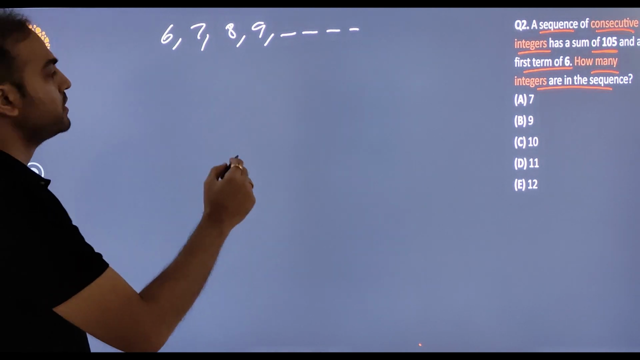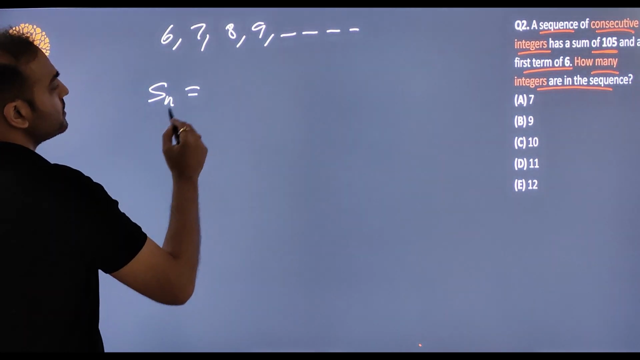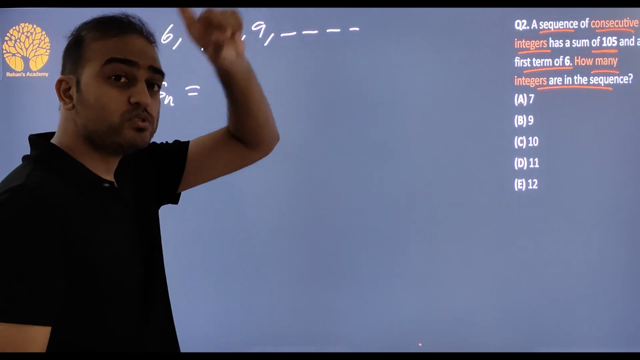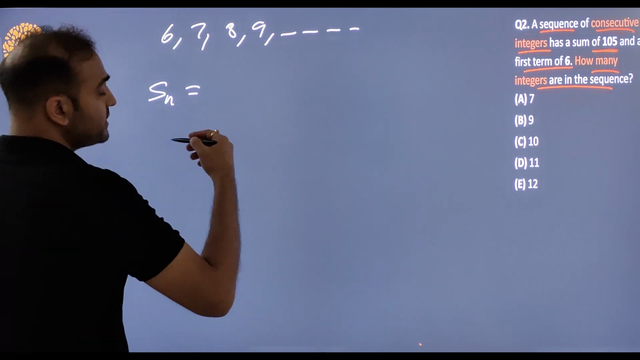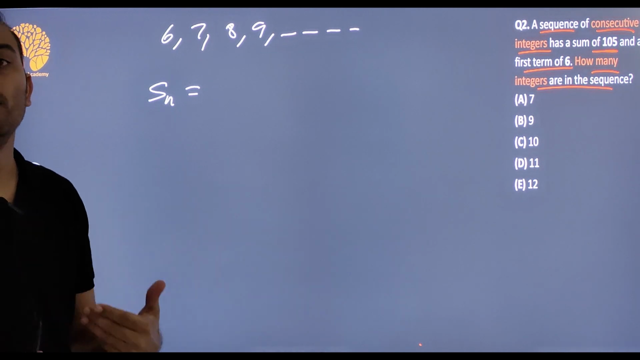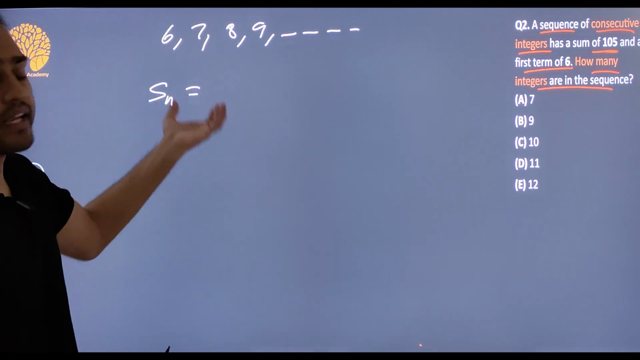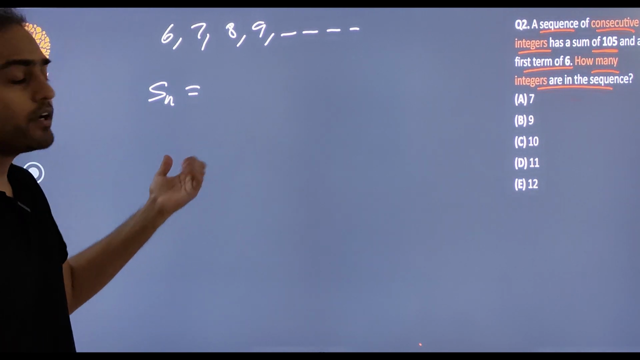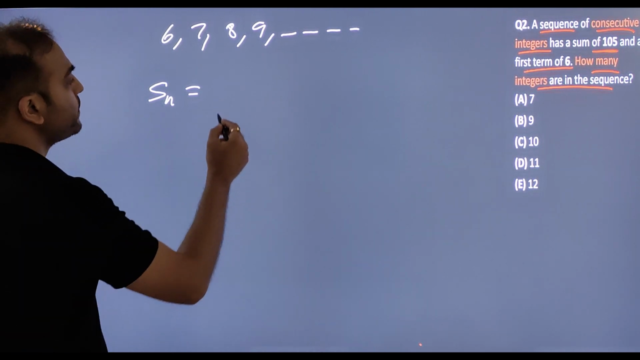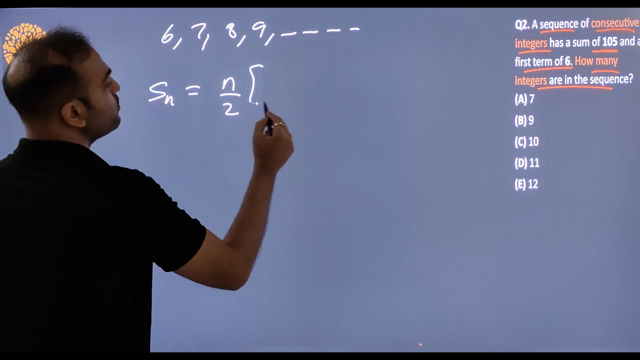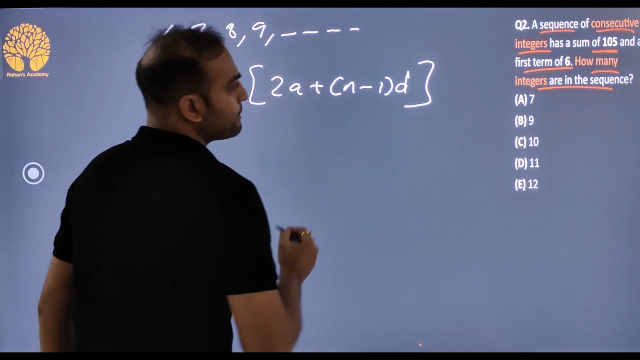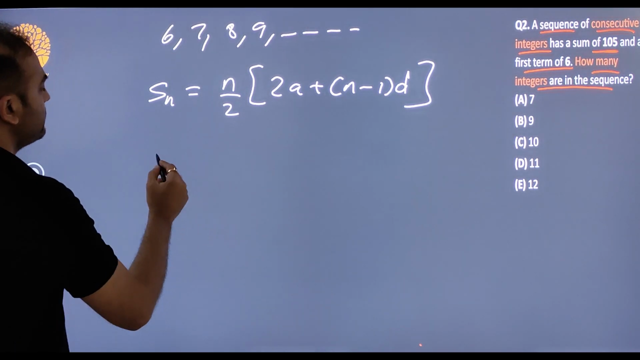Now I have the sum of n terms. Since I do not know the last term, what will I do? I'll use the first formula. See, there are two formulas. It is up to me which one to use. The second formula can be used only if I know the last term. Here I don't know the last term, so I'll use the first one. That is n by 2 times (2a plus (n minus 1) times d).